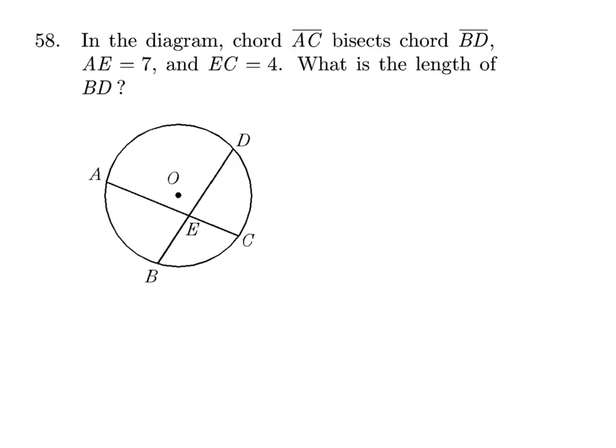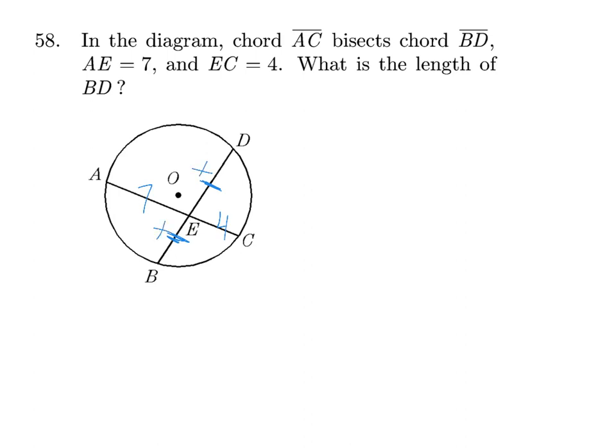In the diagram, chord AC bisects chord BD. Essentially these are the same. Even though it doesn't look that way, they're the same. AE is 7, EC is 4. What is the length of BD? They're the same, so I'll call both of these X.